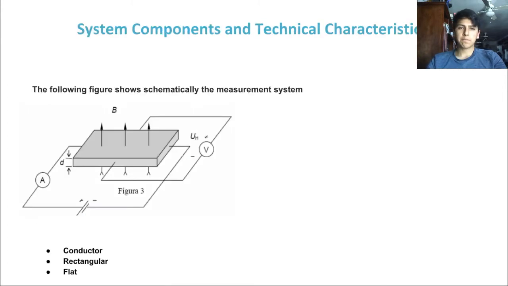Then the system components and technical characteristics. The following figure shows schematically the measurement system. This material has to be a conductor, and it has to be rectangular, and it has to be flat.